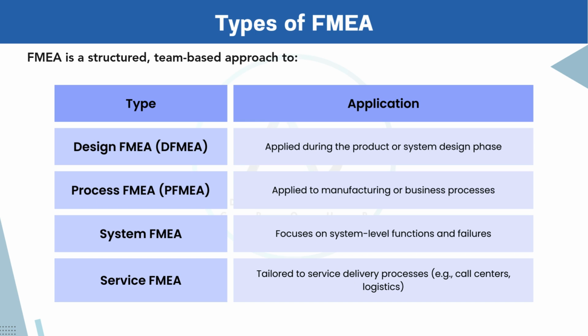2. Process FMEA, PFMEA. This type is applied to manufacturing or business processes. PFMEA helps identify where the process could fail, such as incorrect machine setup, operator errors, or poor raw material quality. It's widely used in production lines, service workflows, and quality control procedures.